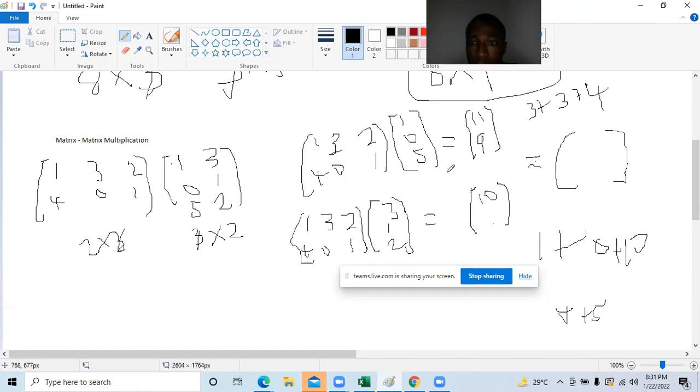4 times 3 is 12, plus 0 times 1 is 0, plus 1 times 2 is 2. So this is 5. So this matrix times this matrix is going to give us a matrix 11, 9, 10, 5. Okay, I told you this is 2 by 3 and this is 3 by 2. So this will give us a 2 by 2 matrix.